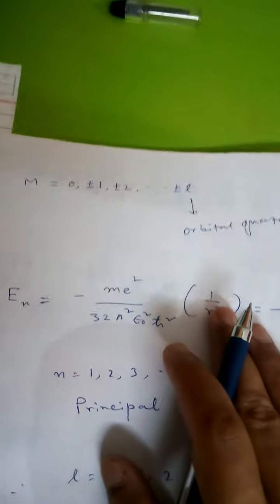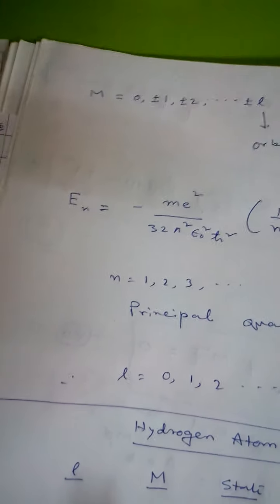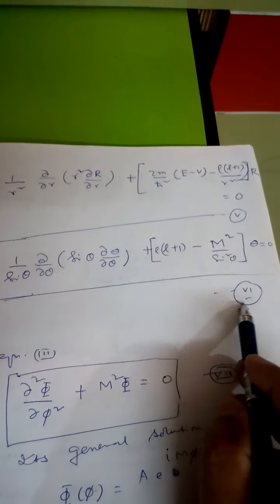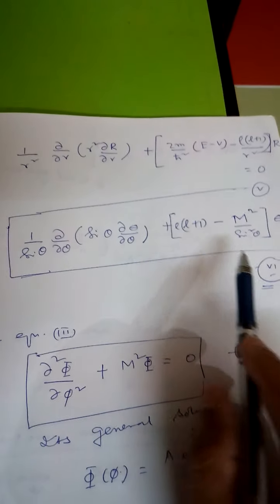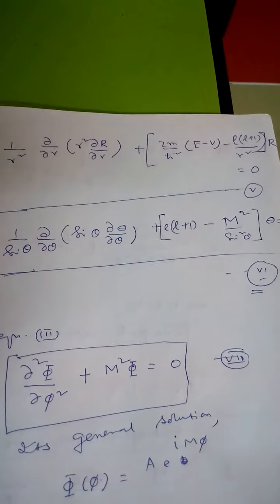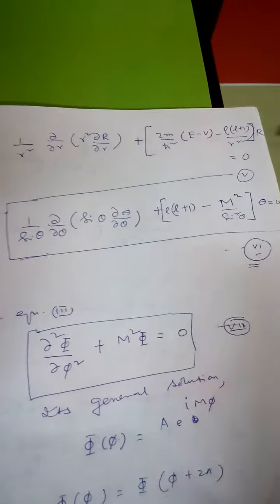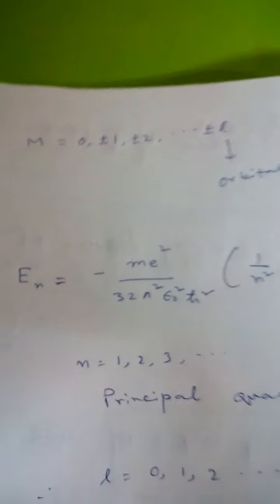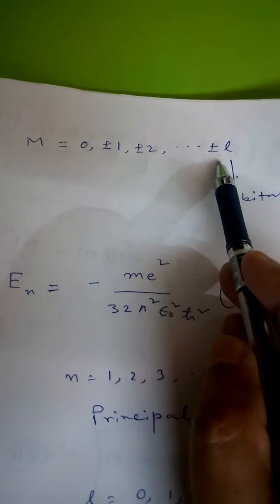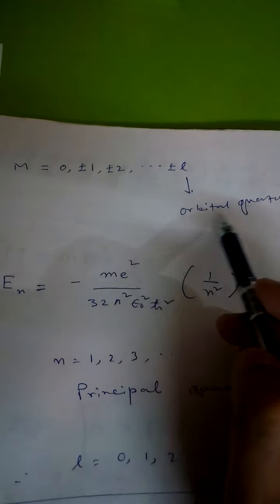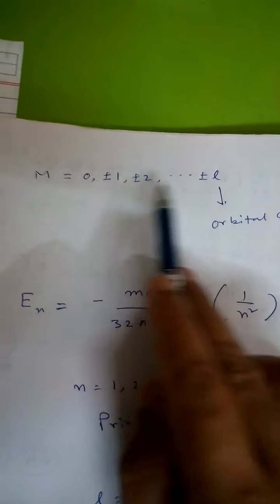Similarly, from this equation, equation 6, we can solve it, and equation 6 requires the following relation: capital M equals 0, plus minus 1, plus minus 2, up to plus minus L. L is the orbital quantum number. So this is the relation between L and M. So this is the range of M, up to plus minus L.